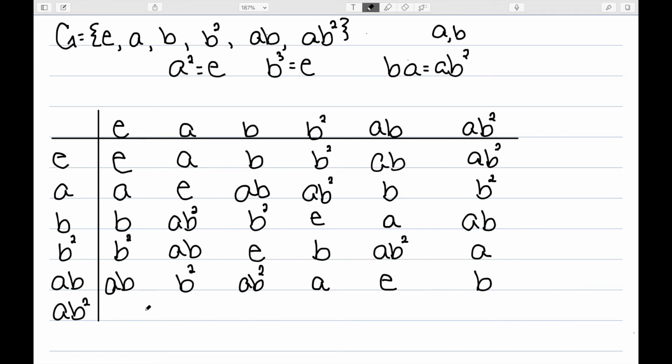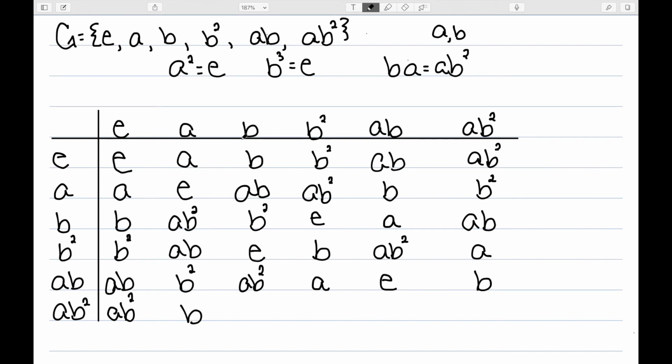For our last row, AB squared times the identity is AB squared. AB squared A. So we have A, B, B, A. This here will change to AB squared. This BA will once again turn to AB squared. So now we have the identity times B to the fourth, which is B.